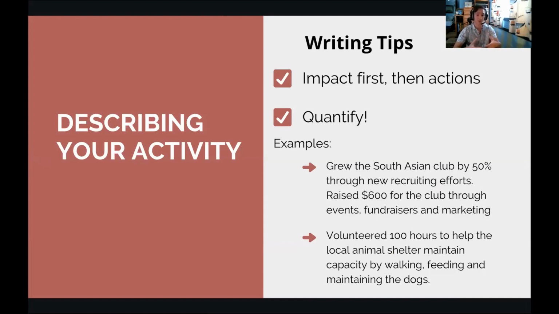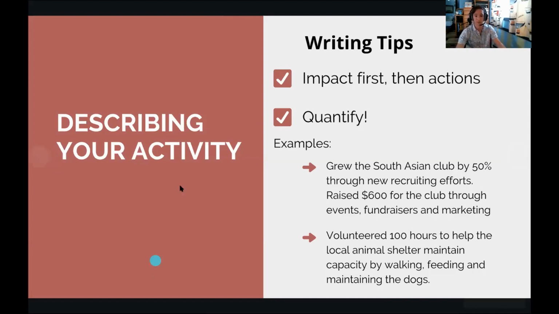If you add numbers to things, it may be hard to put it. You might not be able to think about the numbers, but you really want to try and think about what numbers, as the example says, grew the South Asian Club by 50% through new recruiting efforts, and you raised $600. That $600 might not sound like a lot, but for just a school club, that's a lot of money. 50%, that's a big number, and colleges see that, and they're like, wow, this person really put in the effort, and they're trying to do something with their time.